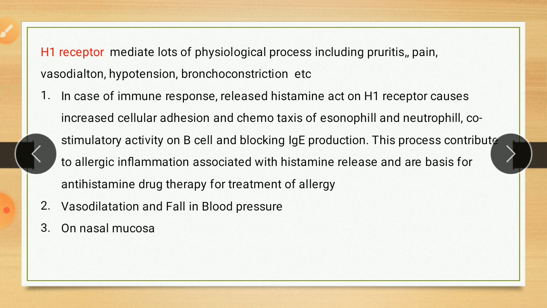Allergen can bind to IgE, immunoglobulin E, loaded mast cells in the nasal cavity mucous membrane. This can lead to three clinical responses: sneezing due to histamine-associated sensory neural stimulation, hypersecretion from glandular tissue, and third, nasal congestion due to vasodilation and increased capillary permeability. So that is the effect of histamine on the nasal mucosa. So that is about the H1 receptor.